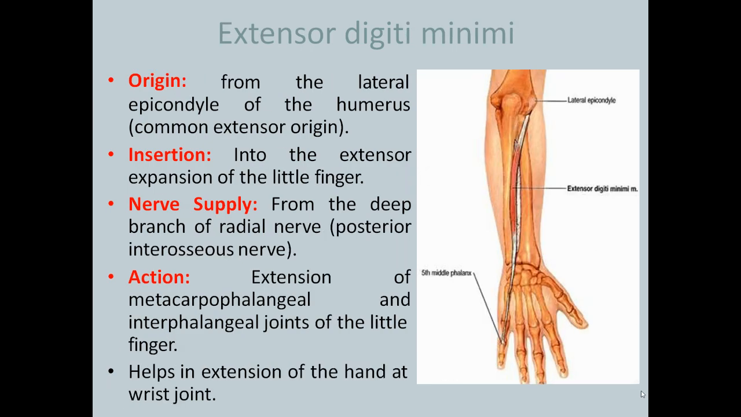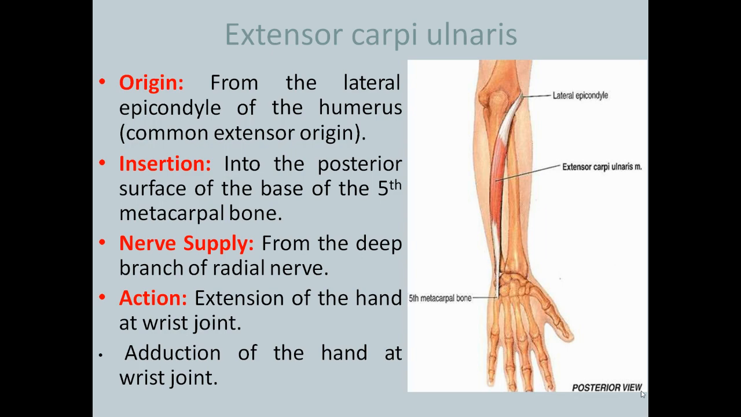Now we will see the extensor digiti minimi. It takes origin from the lateral epicondyle of the humerus, and it will insert into the extensor expansion of the little finger. You can see all these structures, origin and insertion, in these pictures very clearly. The innervation is by the deep branch of the radial nerve, and the action is extension of the metacarpophalangeal and interphalangeal joints of the little finger. It helps in extension of the hand at the wrist joint. So this is all about the extensor digiti minimi muscle.